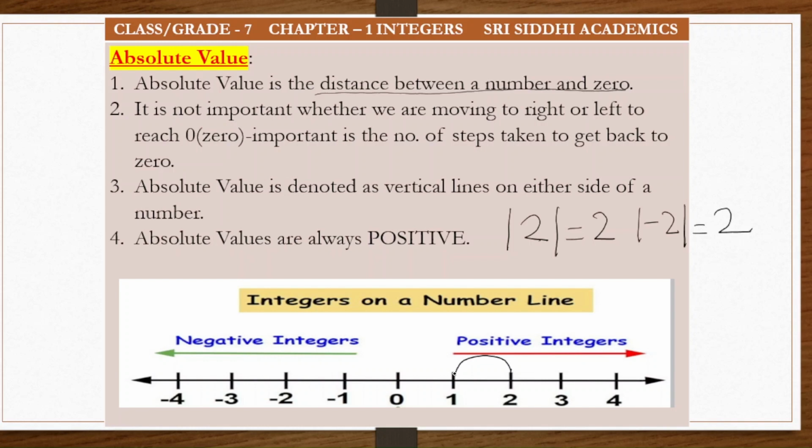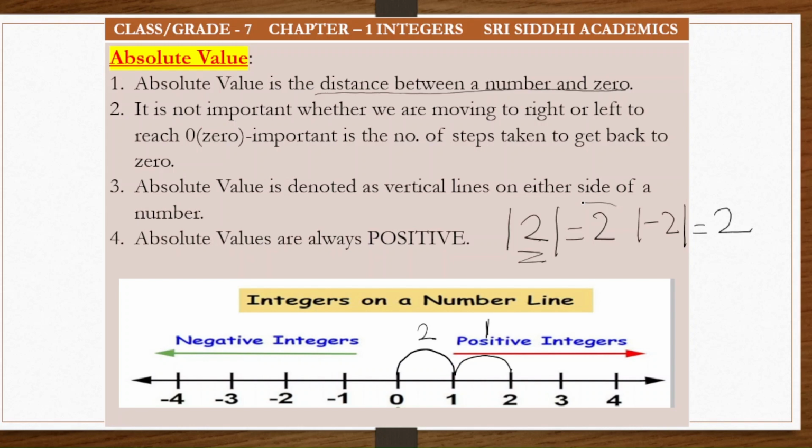So the number of steps you took is 2: one jump, and a second jump. You move to your left. It's not important that you had to move to the left of this 2 given in the question to reach 0. But the steps that you took are 2. That is the absolute value of the number 2.